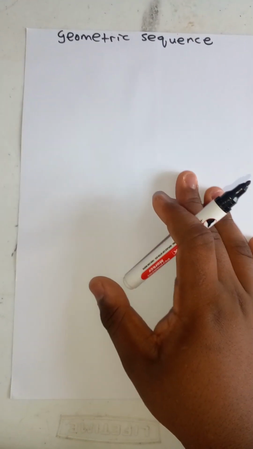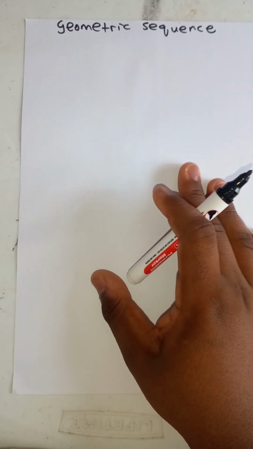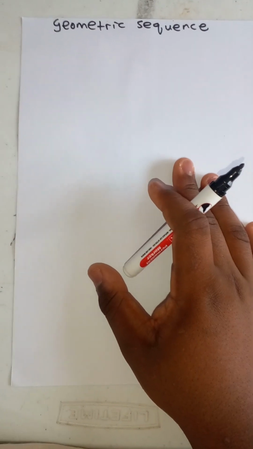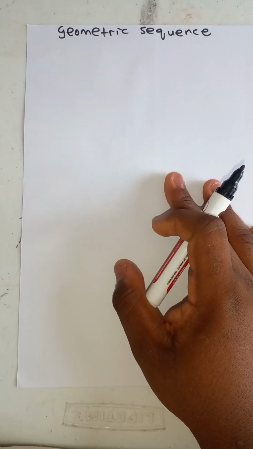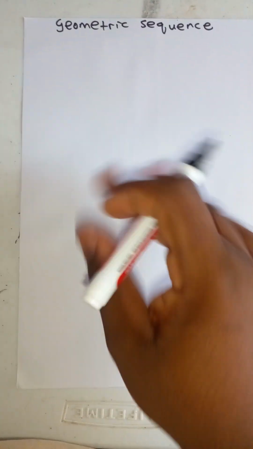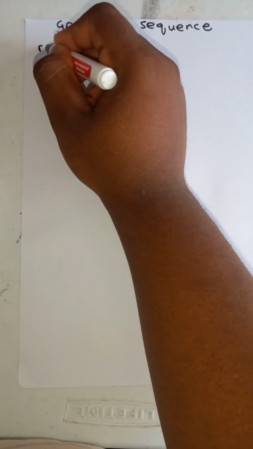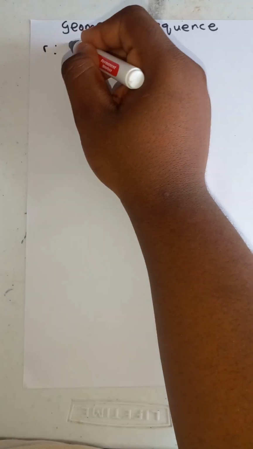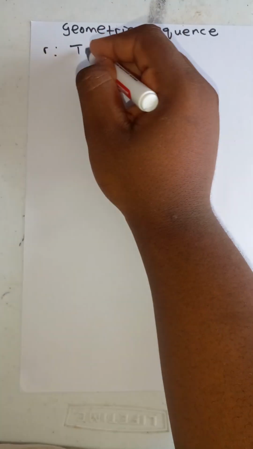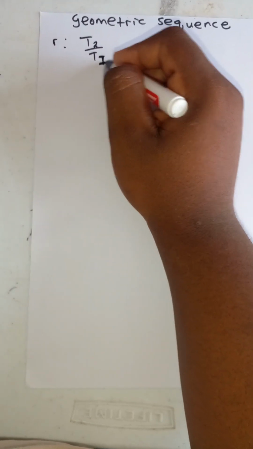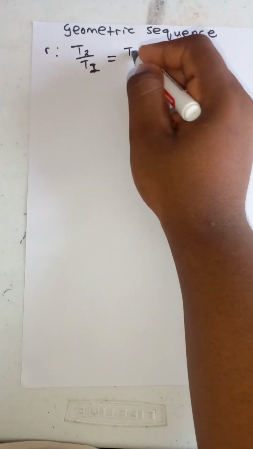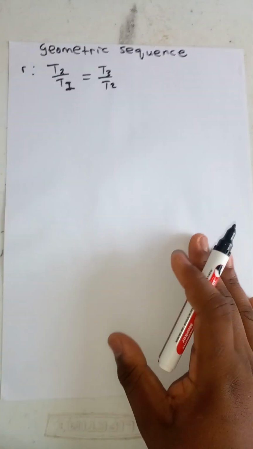So now let's go. Geometric sequence is a sequence that has a common ratio. So this one is no longer a common difference, but a common ratio. Without wasting time, the common ratio is found like this: it is t2 over t1, which is equal to t3 over t2.